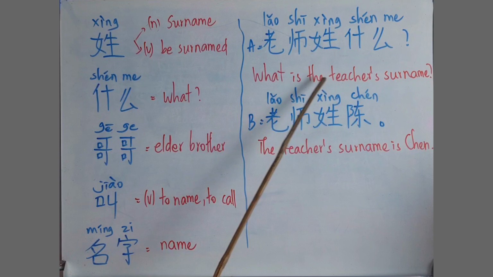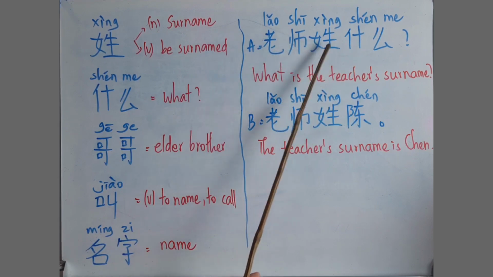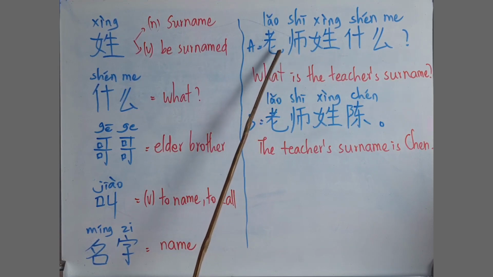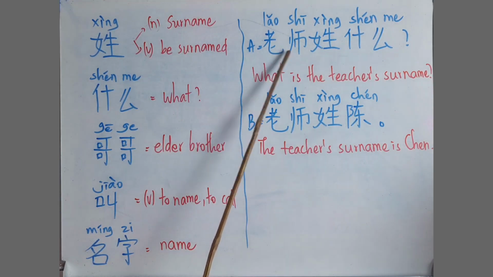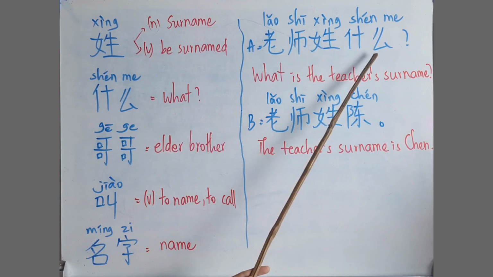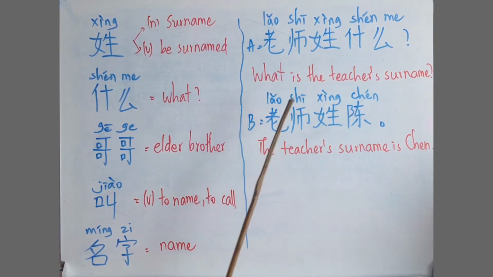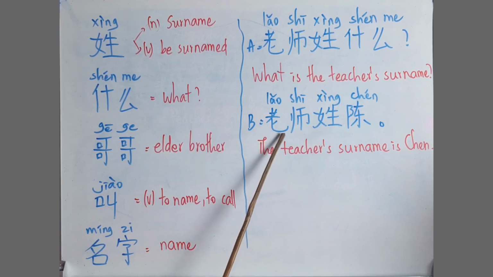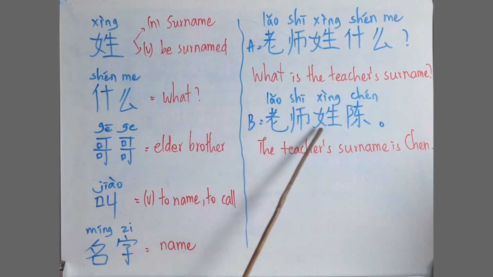When we want to ask what the teacher's surname is, we put 老师. 老师姓什么? If you want to know about someone's surname, we just change the subject. If you want to ask about the girl, we use 她, which means she or her. If you want to ask about the teacher's surname, you put the word teacher here. 老师姓什么? What is your teacher's surname? When we answer, 老师姓陈. The teacher's surname is Chen. We just change the subject, because the question asks about the teacher, so we have to answer with the word teacher and surname, and it becomes the teacher's surname.